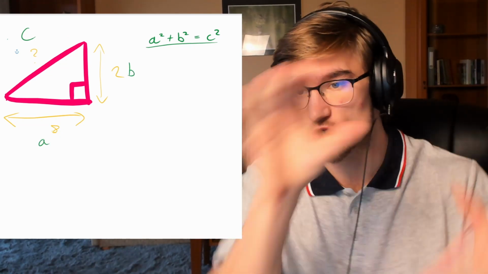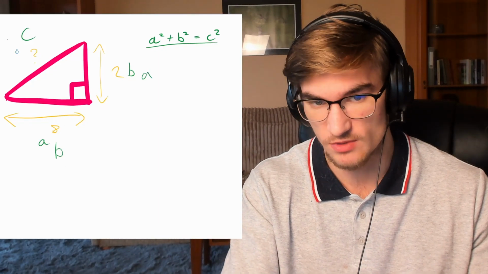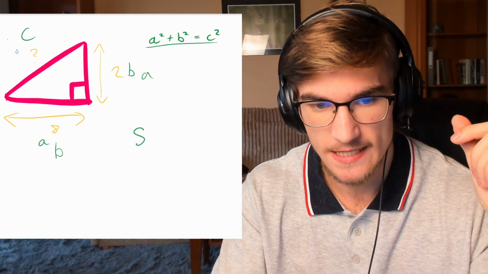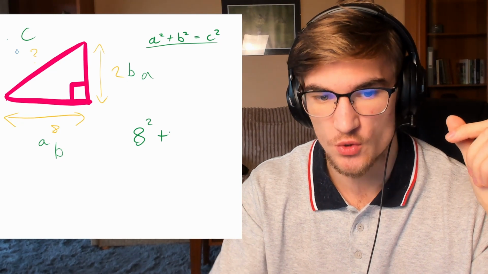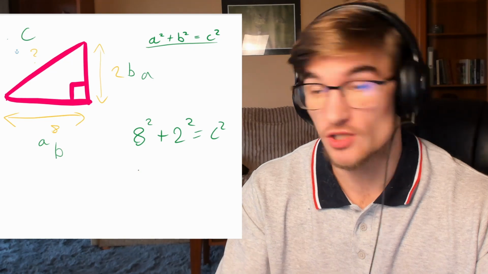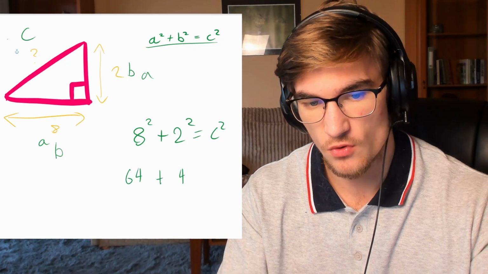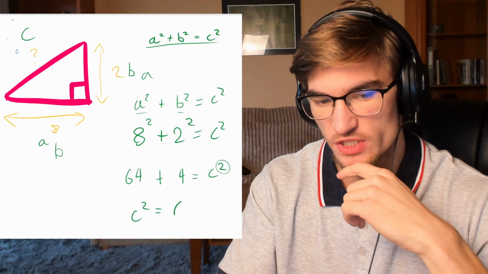It doesn't really matter which way around they go, all right? So this could be a, this could be b, or this could be a and this could be b. It doesn't matter, as long as c is the longest length. So I know that a is 8. So a squared plus b squared, I know b is 2, so I put 2 squared, is going to equal c squared. So a squared, you can use the calculator for this, becomes 64, 2 squared becomes 4, so I know that c squared will be the same as 64 plus 4, which is 68.